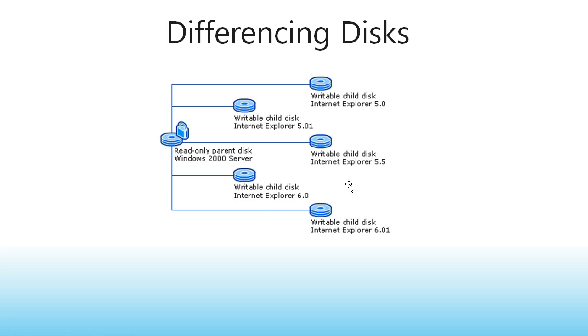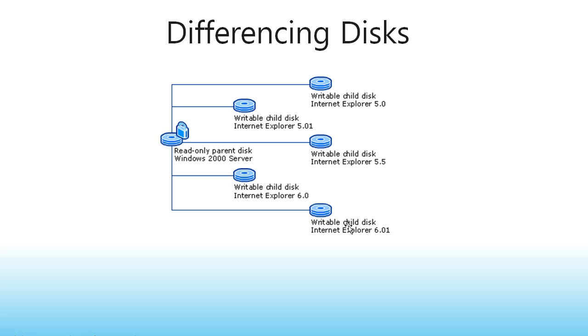Now, we also have 5 different child drives attached to this, and the way we represent these is that each one has a different version of Internet Explorer, going from 5.0 all the way up to 6.01. Once we've built that Windows 2000 image and sealed it by marking it as read-only, we can attach a child disk to it, boot it up as a virtual machine, and start to make changes and have different software built on it. So it's kind of a base image with changes.